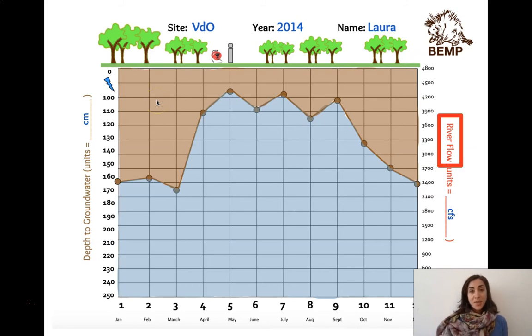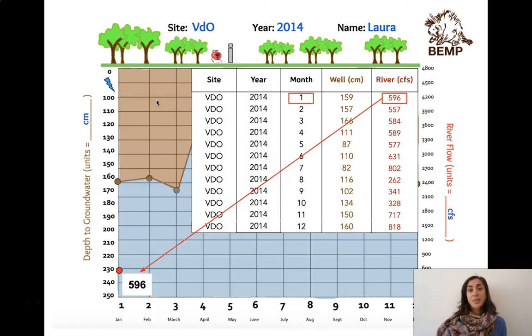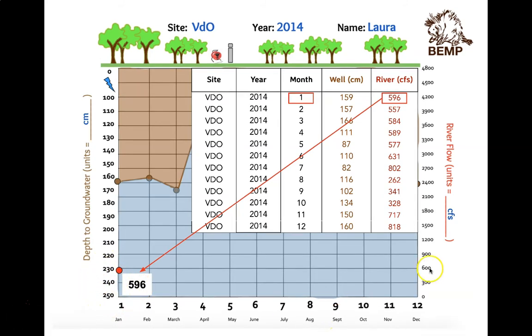The next step is going to be to graph our other dataset, which is going to be the river flow. So in this case, we're going to go back to our table, and it's going to be the last column representing the river flow. And we're going to go back to month 1, which is January, and it says that it's 596. So in this case, we're going to go back to this corner of the graph where it is January, but now the 596 is not on this side of the y-axis, but on this other side.